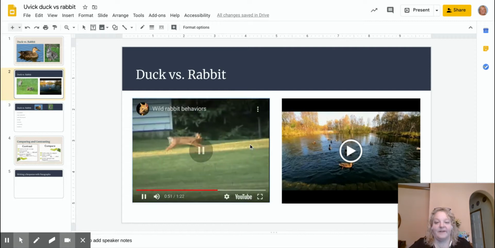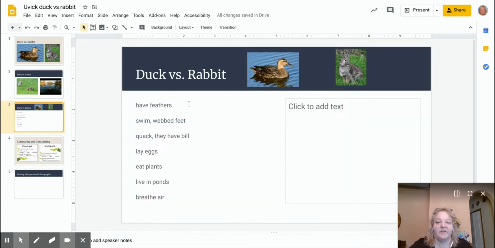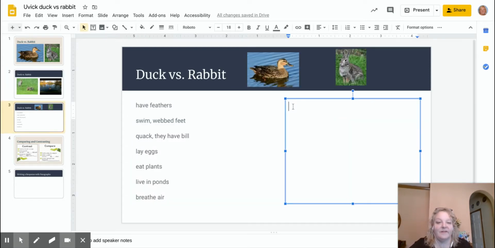All right, I'm going to stop there and we're going to go back. What do we know about rabbits? Rabbits have fur. How do rabbits get around? They hop. They have four legs. Do rabbits quack? No, they're quiet.